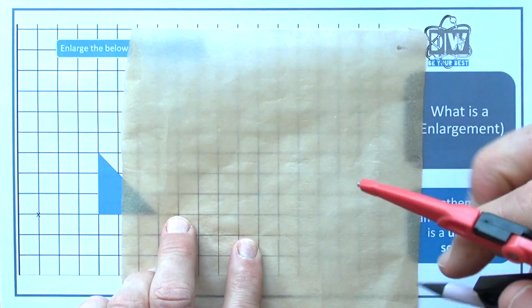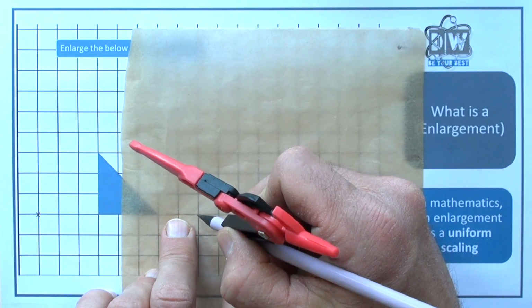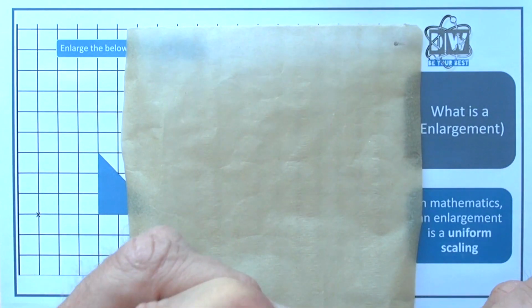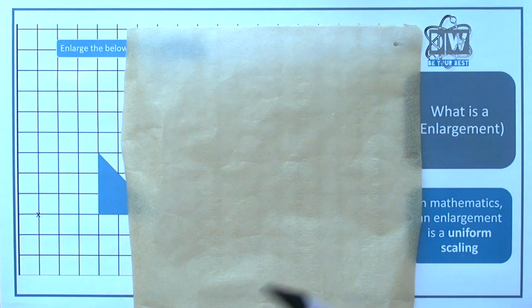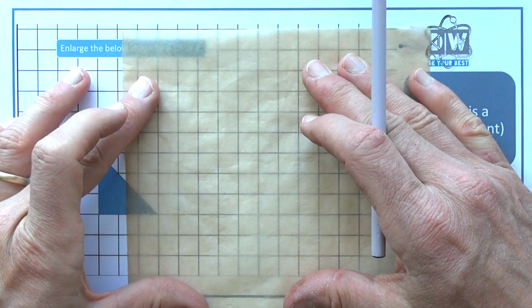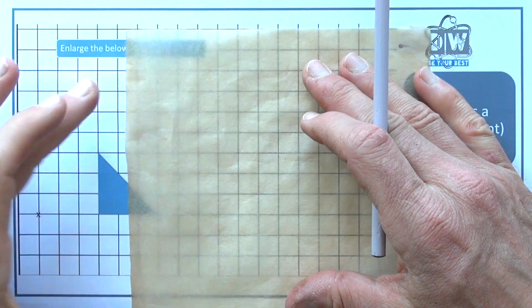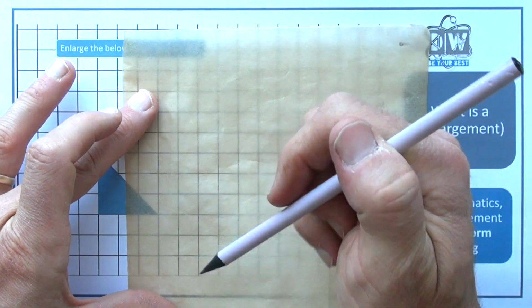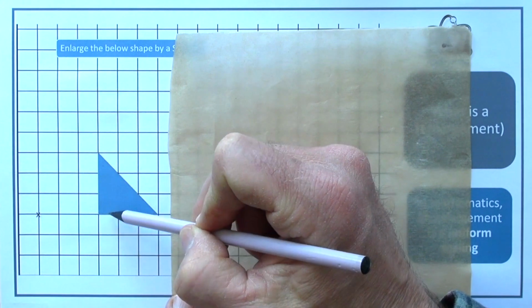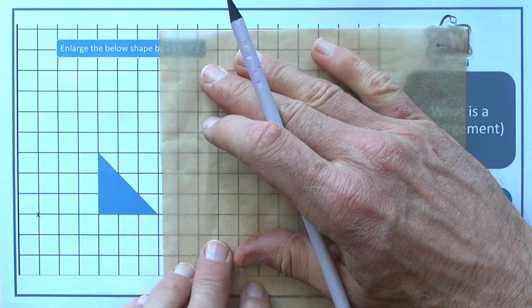And all I'm going to do is start with enlarging it by a scale factor of 2. Now I'm just using the pencil from my compass. I'd highly recommend using a pencil so that you can rub things out if you make little mistakes. So I'm going to do that now. So it was a 3 by 3, so we can see a 1, 2, 3 by 1, 2, 3. So the new shape will be 6 by 6.